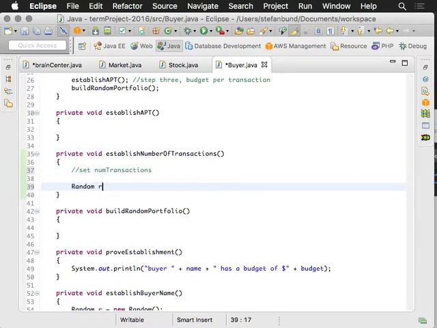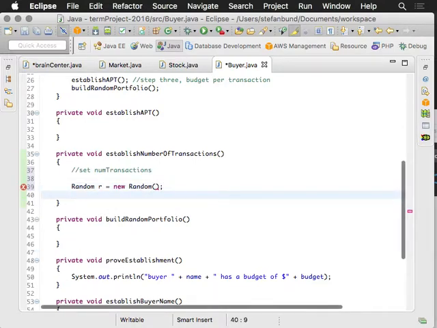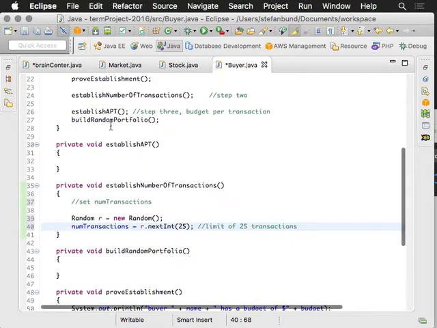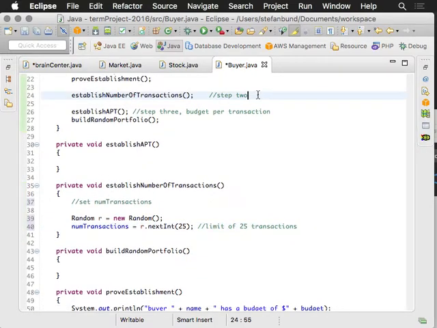So naturally I'm going to run into my random, and then I could say num transactions is going to be r.next integer. And maybe we'll create a ceiling of 25. So we'll make a limit of 25 transactions. Okay. And then we'll call that good for now.